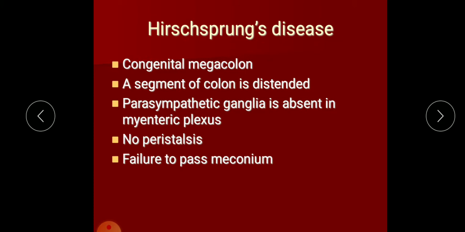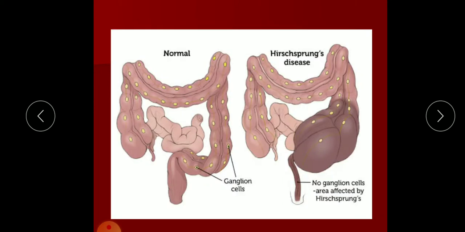So what happens? A segment of colon will be dilated, and the usual presentation is that the baby will not have passed the meconium. No peristalsis will be there, and that is what is termed Hirschsprung's disease. Look at that. This is the region. This of course is a normal presentation. This is a case of congenital megacolon, otherwise termed Hirschsprung's disease.